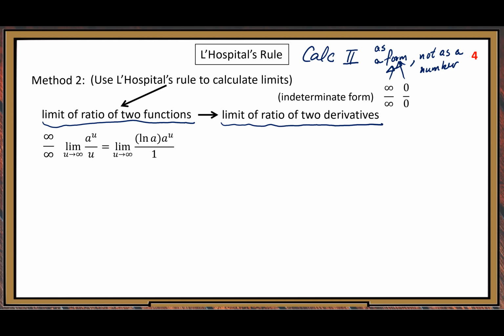Let's take the derivative. By the derivative formula, the derivative of an exponential function equals the natural log of a, the base number, as the constant, multiplied by this exponential function again, a to the u. For the denominator u, its derivative is 1, by the power rule.